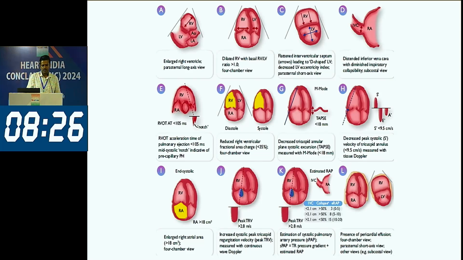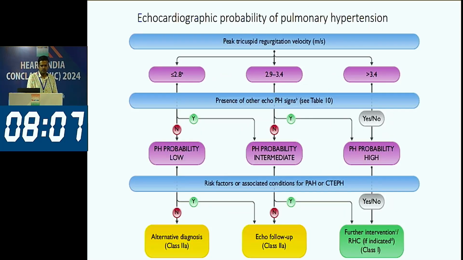And then you look for the RA size, RA dilatation, and finally the TR velocity. One thing to note here is that we do not look for the systolic PA pressure as estimated by echocardiography. There is a cutoff dependent upon the tricuspid regurgitant jet velocity only, TRV. So based on the peak TR velocity, it is divided into 3 groups, less than 2.8 meters per second.